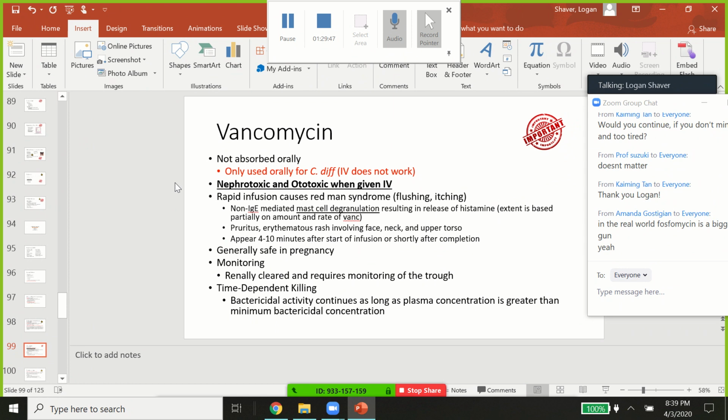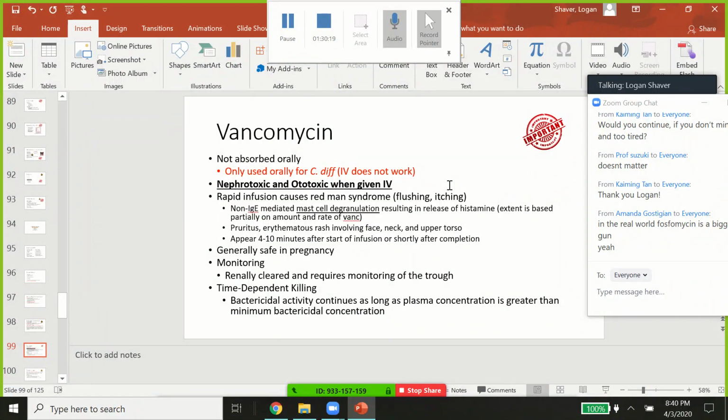She also likes to ask every now and then about what the toxicities are, and I don't know why she doesn't have this one in red, honestly, because she asks about it all the time. I've had the question about what the side effects or toxicity associated with vancomycin is so many times I can't count it on my hand. Also, she doesn't have it in red: red man syndrome. Red man syndrome also very common. So those three are super common.